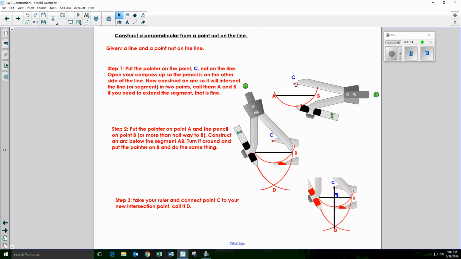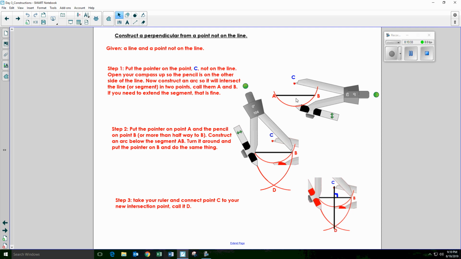First step, put the pointer on the point, I just call it C. Doesn't matter what you call it, I'm just calling it C. Put the pointer on the point, not on the line. Open your compass up so it goes past the line segment here. Okay, it's past it. It's not on this side. I don't stop it short because then it will never intersect when I do my arc. It's got to be past it.